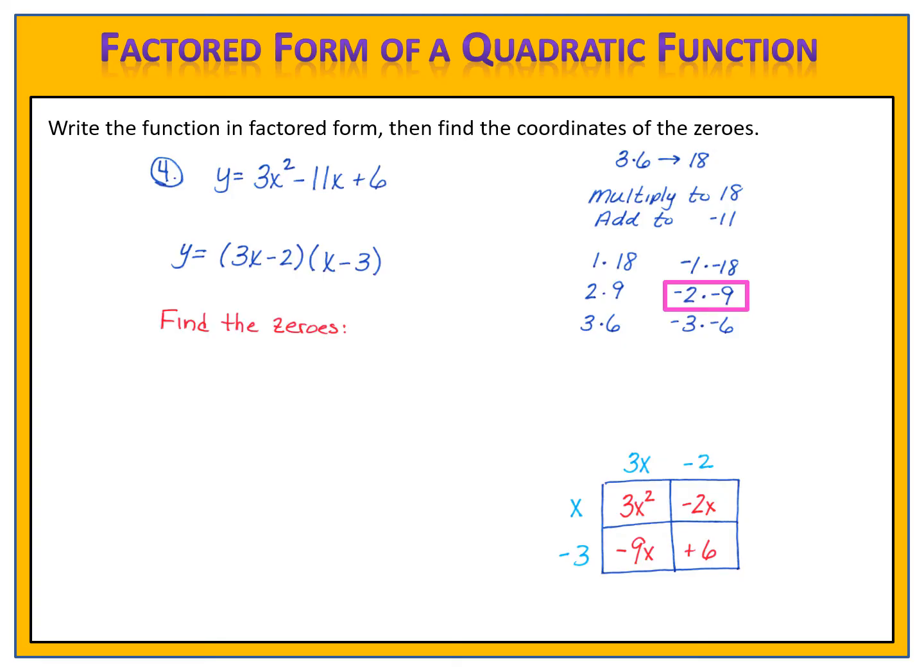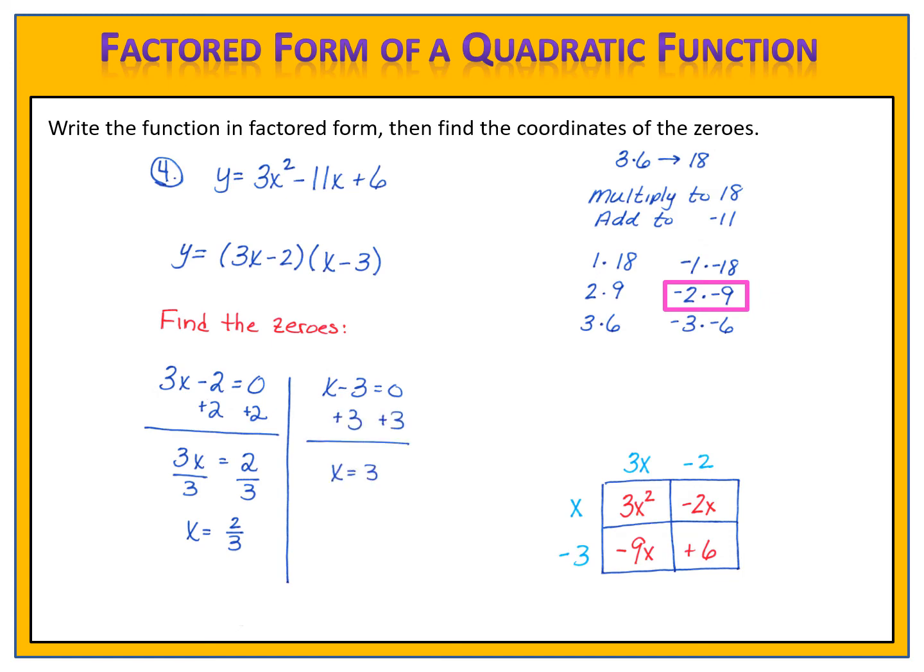Now we want to find the zeros. We take each of those factors and set them equal to 0. When we solve the first one, we have x equals 2/3. When we solve the second equation, we have x equals 3. That means we have a 0 at (2/3, 0) and (3, 0).